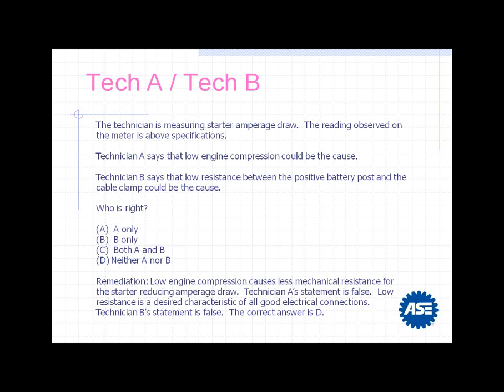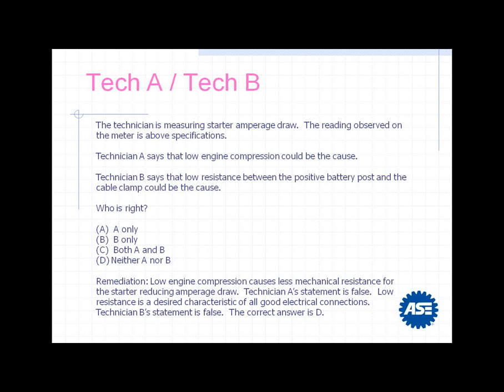Now, when you look at this, you have to apply your technical knowledge to a starter current draw test and say, okay, what do I know about engine compression as it relates to this test? Low engine compression. Well, if you understand this technology, you're going to know that low engine compression causes less mechanical resistance during the engine cranking process. Lower compression, less pressure, so therefore less resistance. That won't increase starter current draw. So Technician A's statement is false.